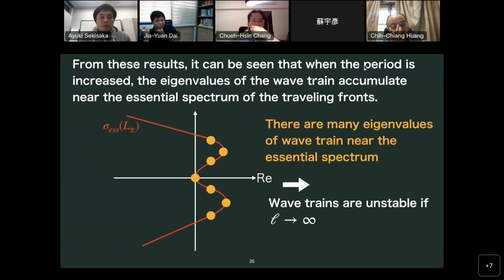So from this relation, it can be seen that when the period is increased, the eigenvalues of the wave train accumulate near the essential spectrum of the traveling front. So there are many eigenvalues of a wave train near the essential spectrum. It means that the wave trains are unstable if the period L is sufficiently large. So this is an outline of the proof of Theorem 2.